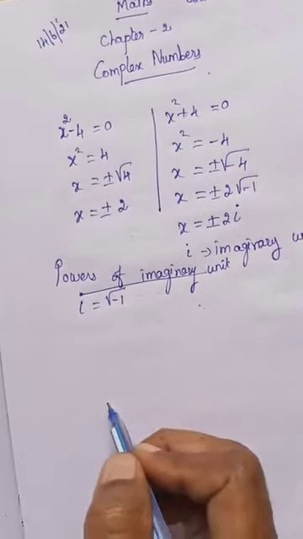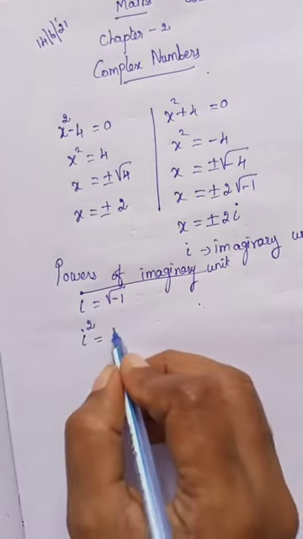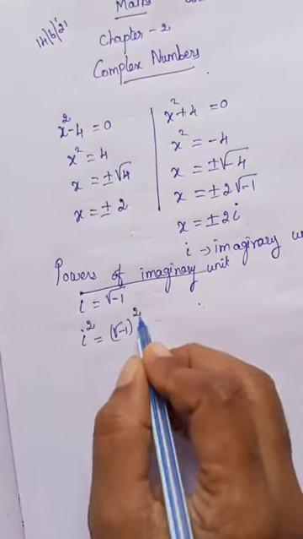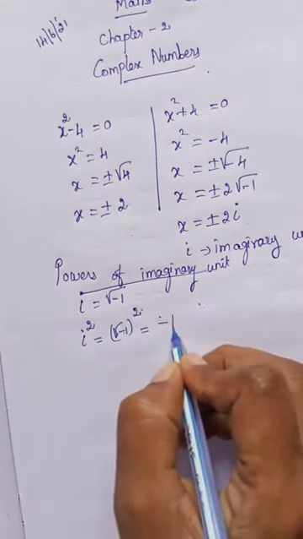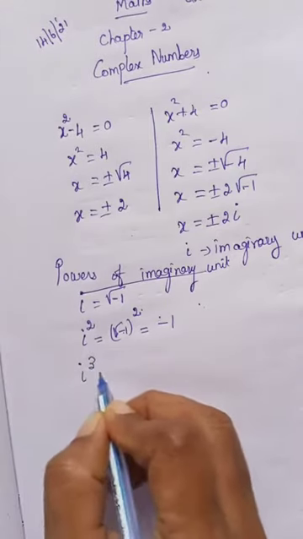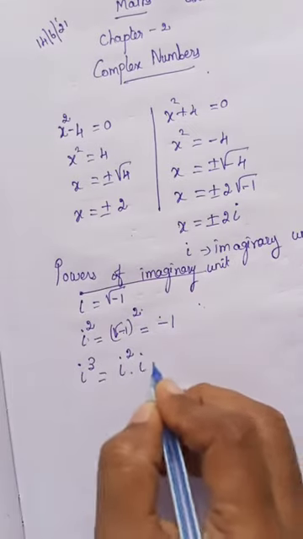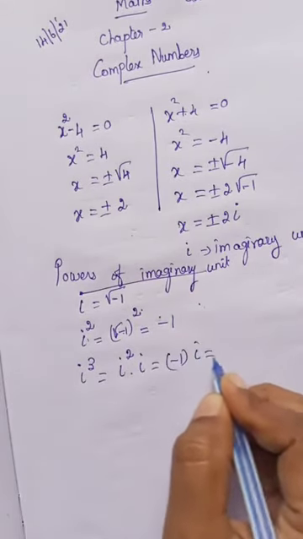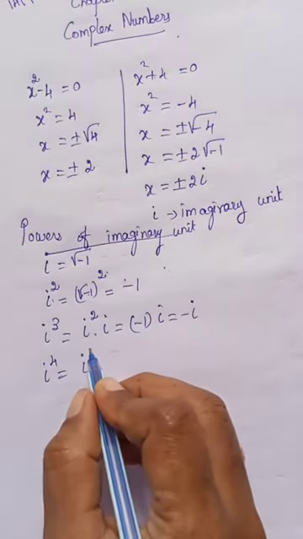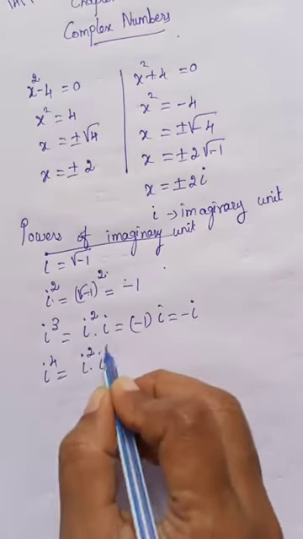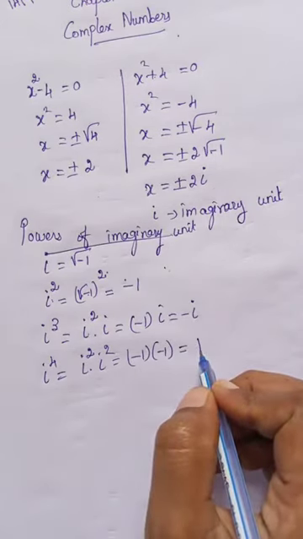Powers of imaginary unit. See, i is equal to root minus 1. From this we will find out i square, that is root of minus 1 the whole square. What do we get? Root and square will be removed. Our answer is minus 1. i cube: since i square is minus 1, we can write it as i square into i, minus 1 into i, that is minus i. i power 4 is i square into i square, that's minus 1 into minus 1, we get plus 1.